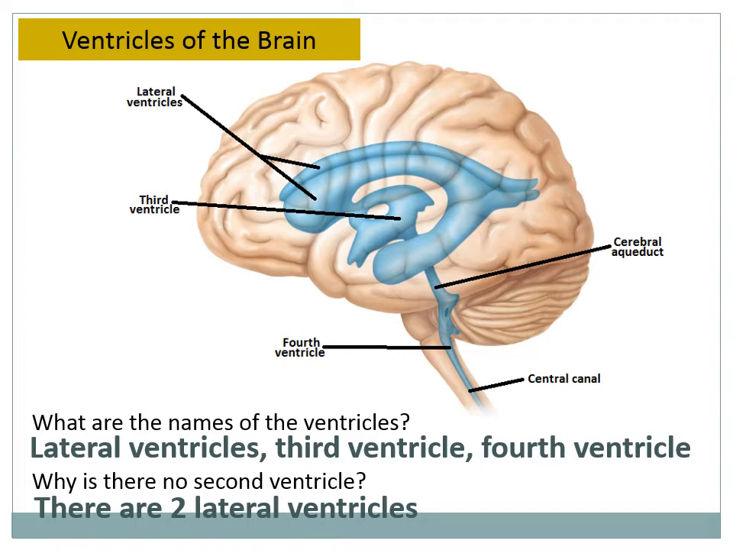So those are one and two. So then we have a third and we have a fourth ventricle. It used to drive me crazy when I was learning about the ventricles and I was like, why is there no second ventricle? Well, that is why.